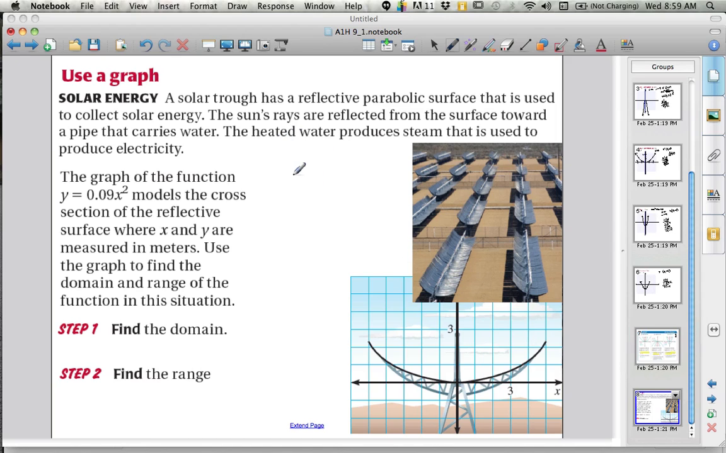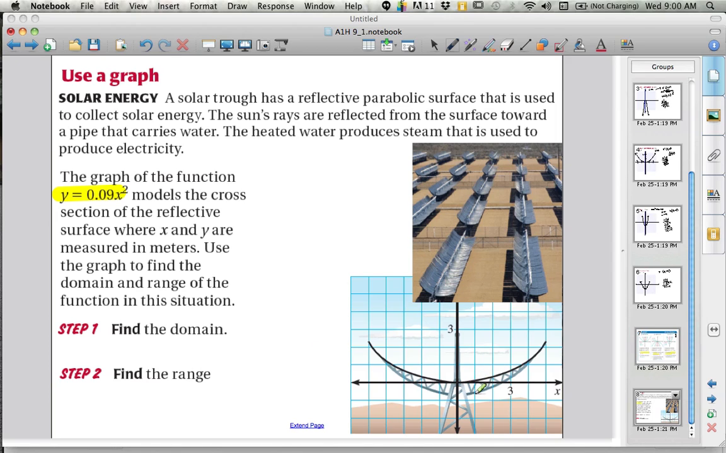If I want to use a graph to determine things, so here's my graph down here. It's sort of a drawing that's laid onto this Cartesian plane. This is a cross-section of these parabolic solar collectors. And the graph of the function, here's the model, is over here. Okay, if we want to look at the graph and understand what's going on, let's try to figure out what's going on. So domain and range. So first the domain and the range. That's all they really want us to find out.